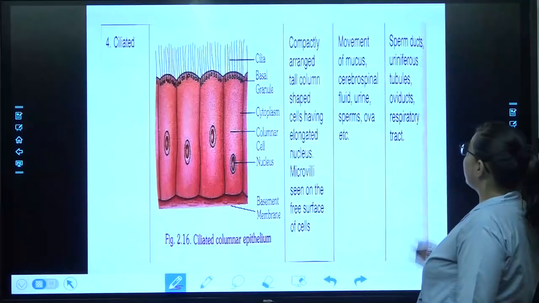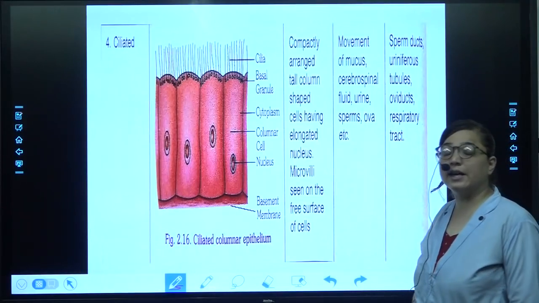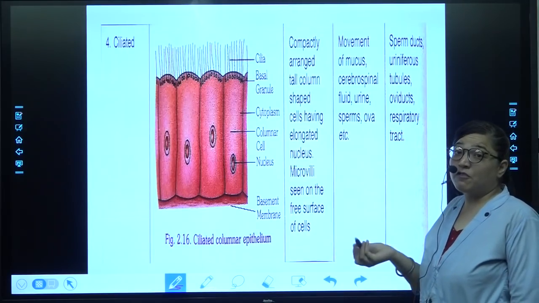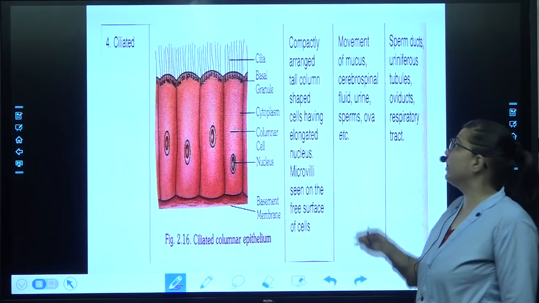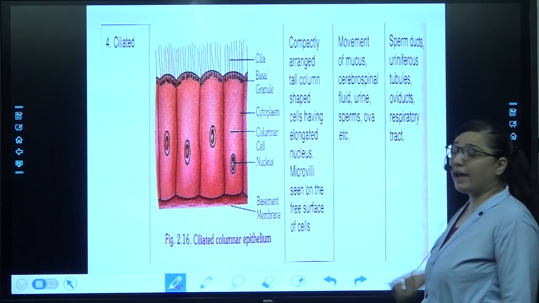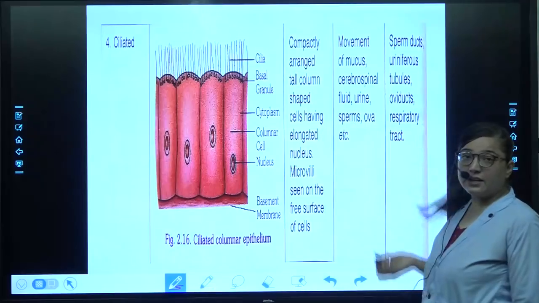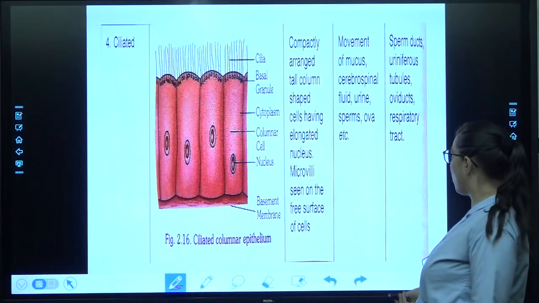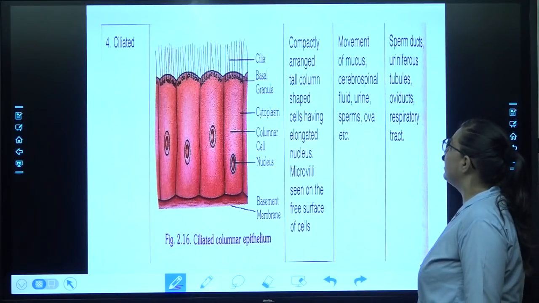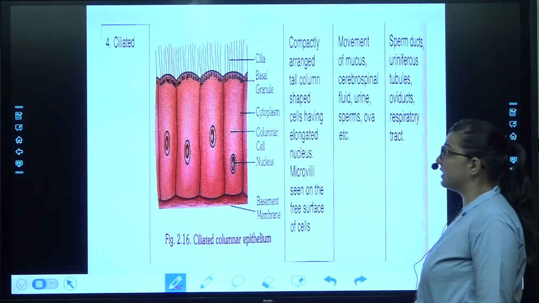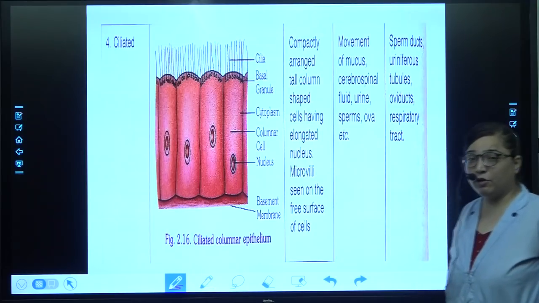Okay, sperm duct and oviduct you have already done in your class 8. The tube-like structure that carries the sperms from the testis to the urethra is the sperm duct. Again, oviduct, you have already done that. It is again the tube which is carrying the ova. Then it is present in the respiratory tract. So read this content once, then we'll move further.